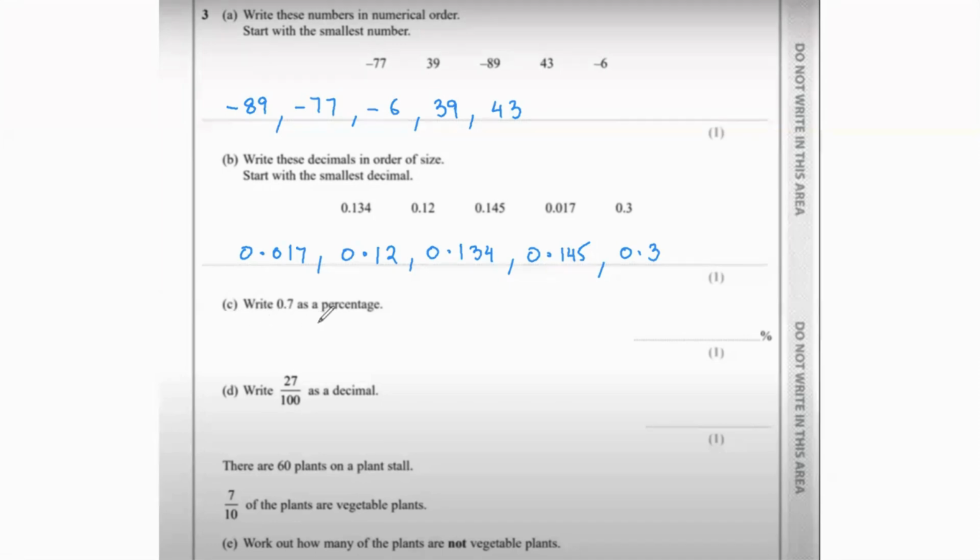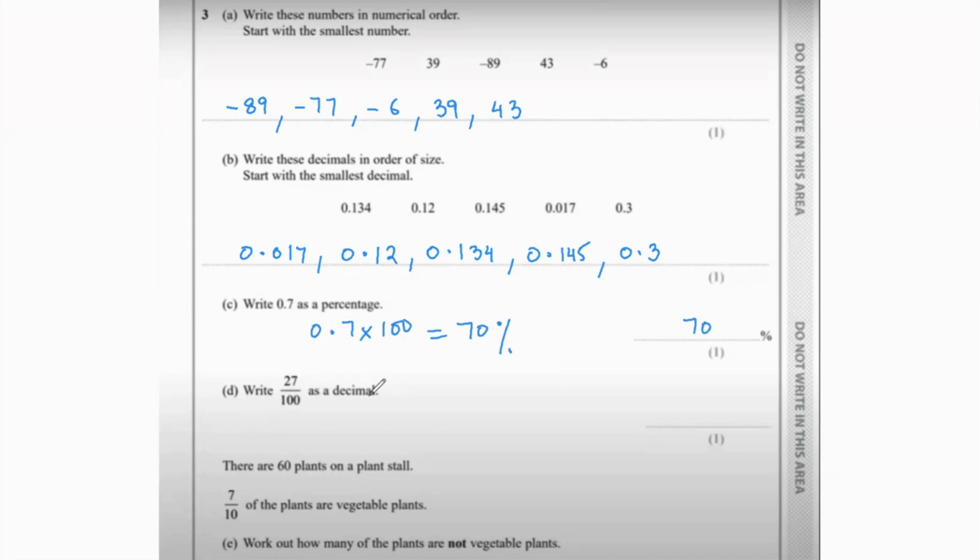Then write 0.7 as a percentage. To write any number, whether it's a decimal, fraction, or whole number, as a percentage, you need to multiply it by 100. So 0.7 times 100 is 70%.